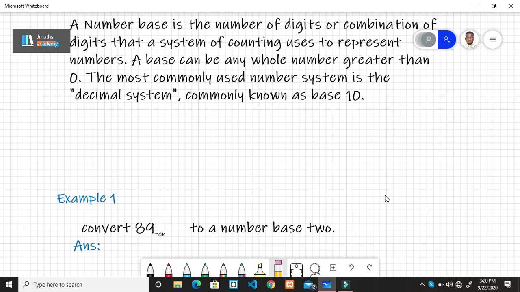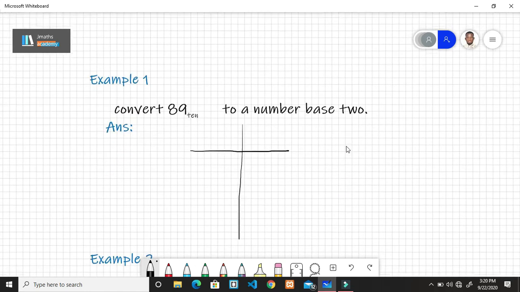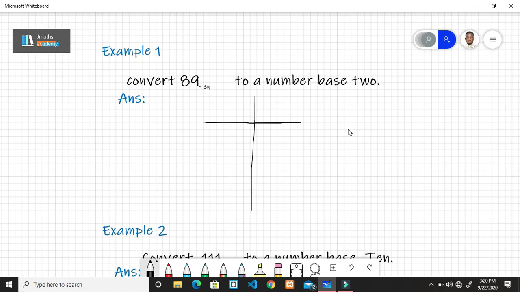Alright, now let's solve some examples to better understand what we've been discussing. Example 1. We are asked to convert 89 base 10 to a number base 2. So for us to convert 89 base 10 to base 2, you draw a table in this format. And then we put our 89 here and we'll divide it by 2 since we are asked to convert it to base 2. We divide 89 by 2 and we have 44, remainder 1.